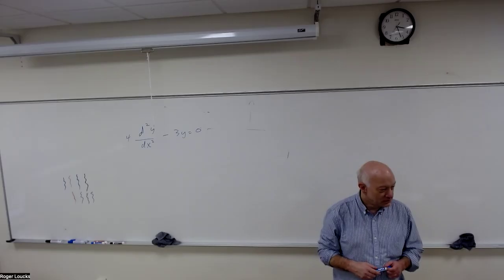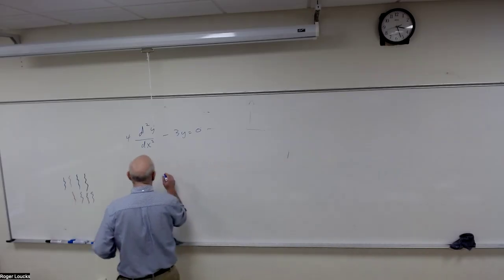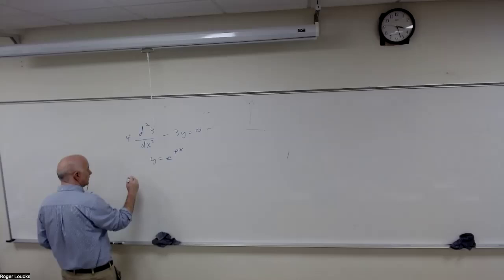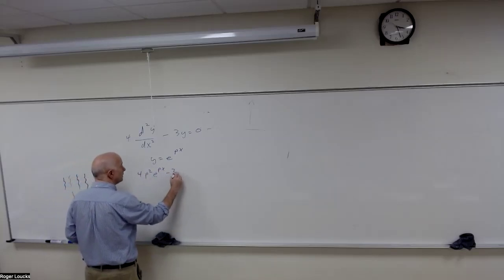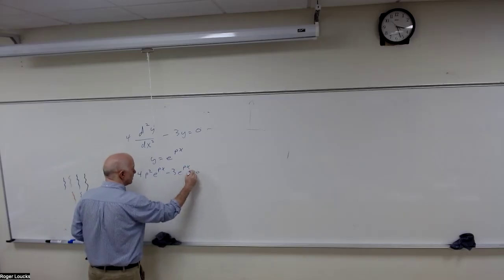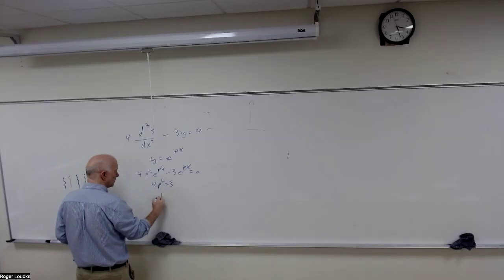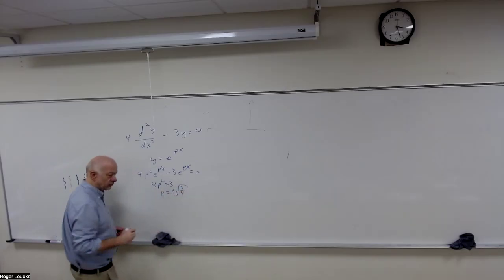Here we go. You can do e to the px. We assume y equals e to the px. Put this in here. This gives 4p squared e to the px minus 3 e to the px. The e to the px's go out. This gives me 4p squared equals 3. So p is plus or minus the square root of 3/4.